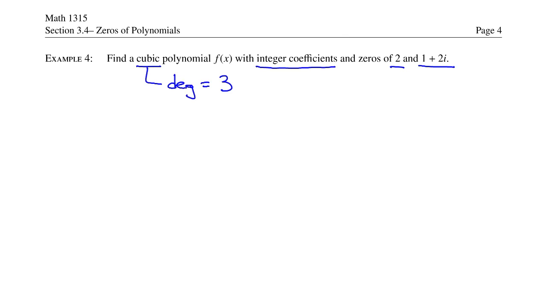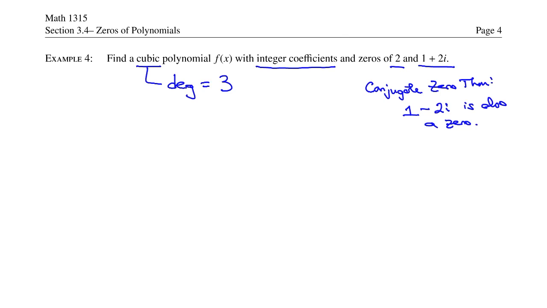Now, knowing that 2 by itself is a 0 doesn't help me with this problem. But knowing that 1 plus 2i is a 0, I can use the conjugate zero theorem. And that tells me that we have another 0 that is its conjugate. So the conjugate zeros theorem tells me that 1 minus 2i is also a 0. And now we have our 3 zeros.